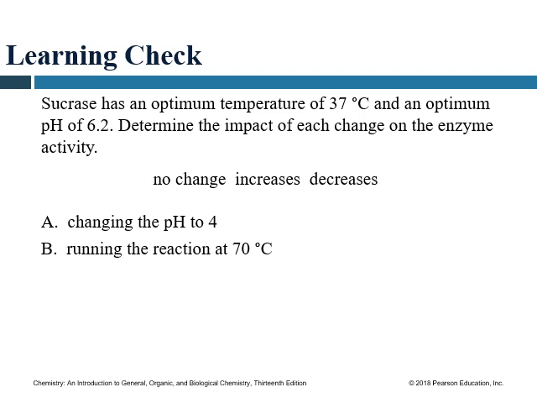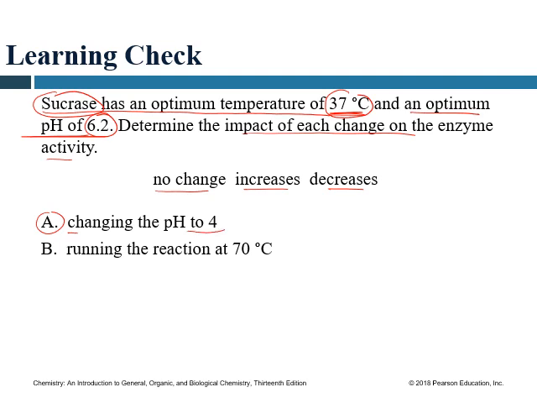So now let's talk about a question and then apply the concept. Sucrase has an optimum temperature of 37 and an optimum pH of 6.2. Determine the impact of each change on the enzyme activity, whether it's no change, increase or decrease. The first option is, if we change the pH to 4, what's going to happen to the enzymatic activity? We know the optimum pH of sucrase is 6.2 and now we are putting it at a pH of 4, which is below the optimum pH. That means the activity is going to decrease, because each enzyme has an optimum pH where it can show its highest activity.